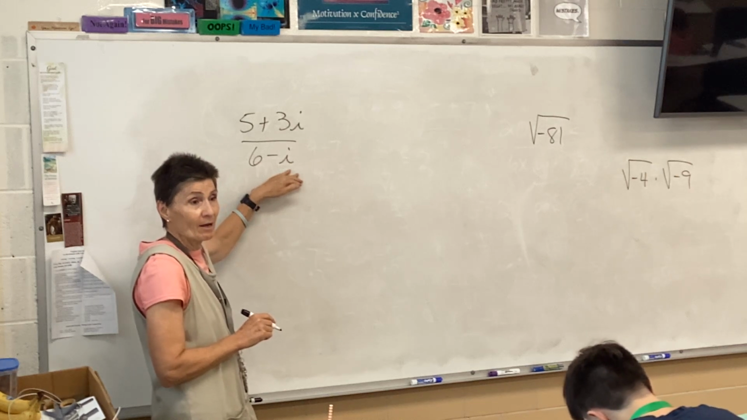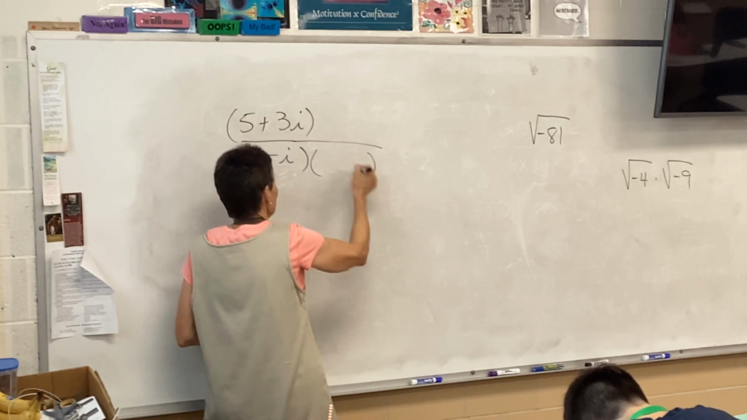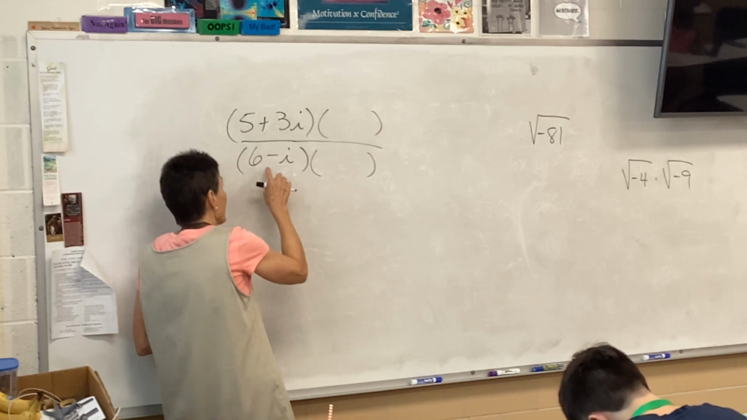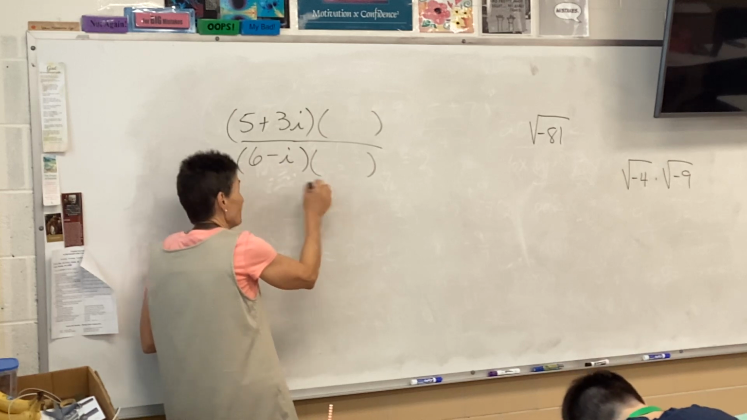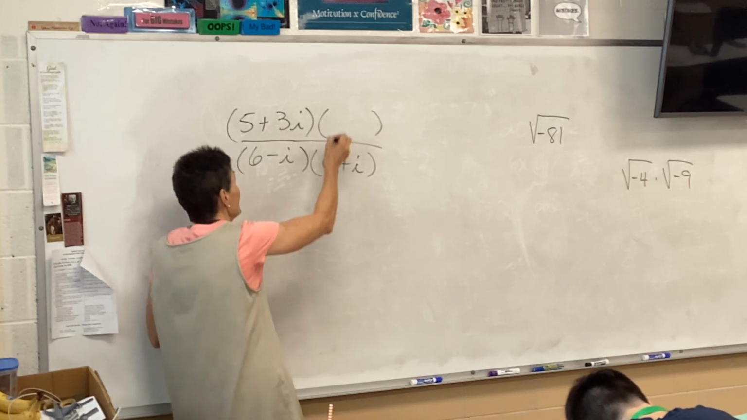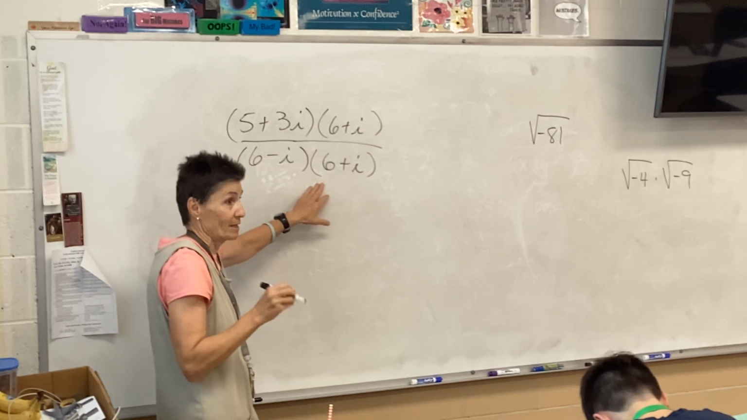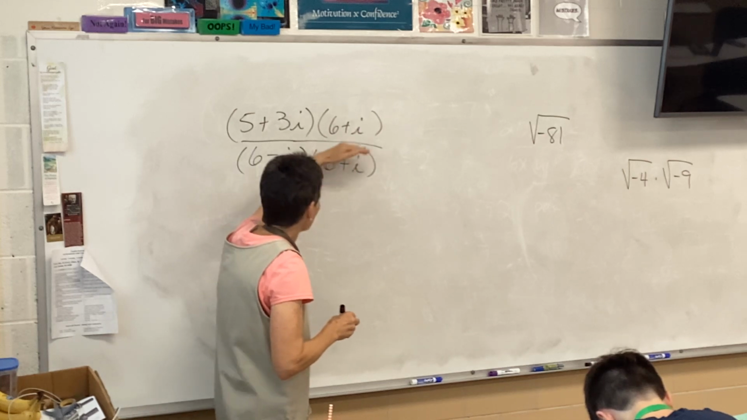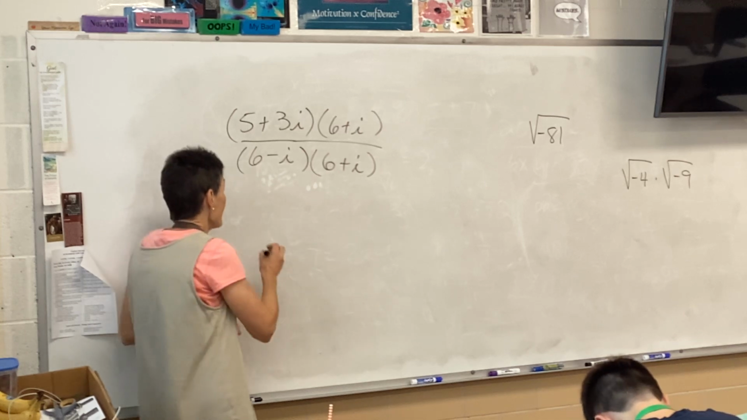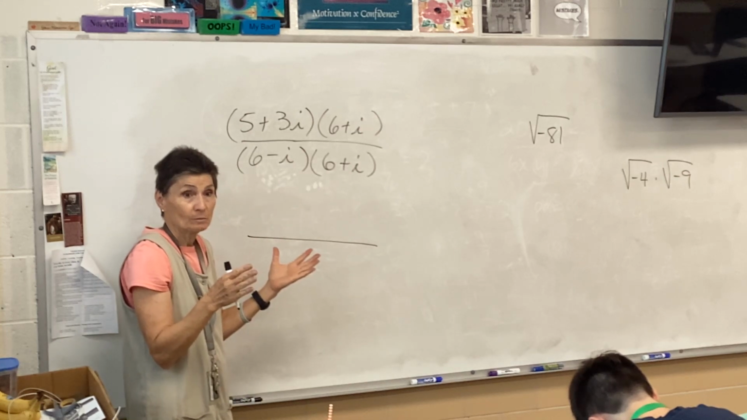So to get rid of the I on the bottom, we are going to multiply both the top and the bottom by what we call the conjugate of the bottom. The conjugate of 6 minus I is 6 plus I. You remember that? We change the middle sign. So if it had been positive to start with, I would make it negative. I'm going to multiply the top and the bottom by the conjugate of the bottom. So now it just becomes 2 giant FOIL problems. Would you agree with that?